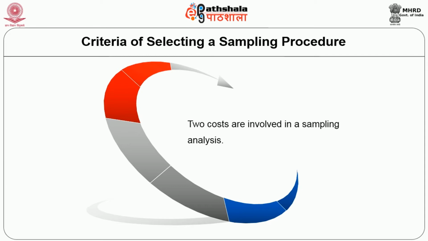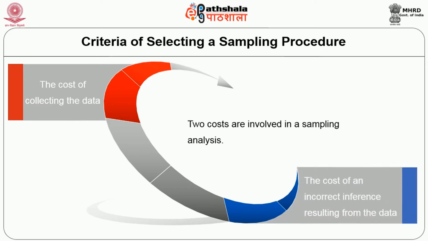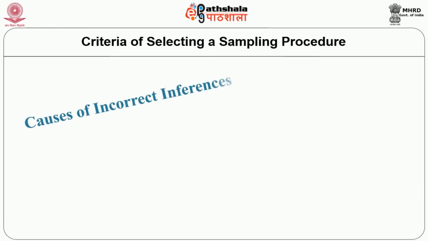Criteria for selecting a sampling procedure. In this context, one must remember that two costs are involved in a sampling analysis: one, the cost of collecting the data, and two, the cost of an incorrect inference resulting from the data.